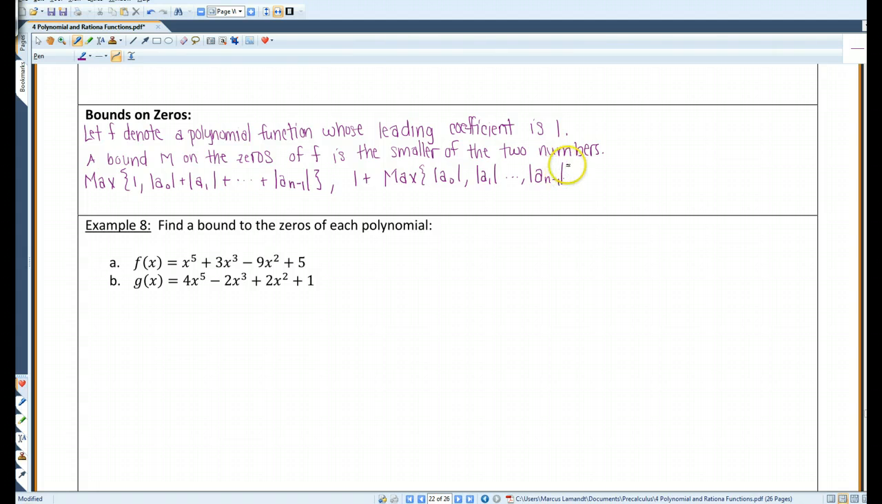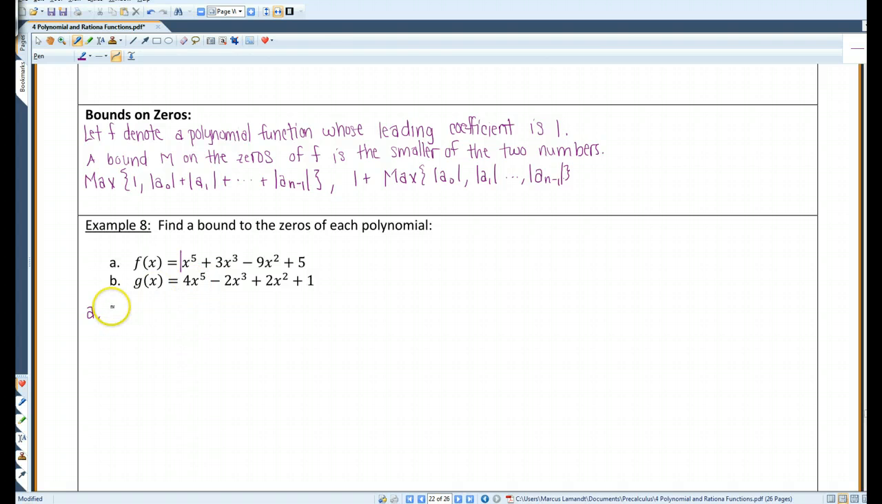Okay, this seems really confusing. Max means the highest number in this set. It'll make more sense when I do an example. Alright, so A, find a bound to the zeros of each polynomial. In this polynomial, the leading coefficient is 1, so we can use this.